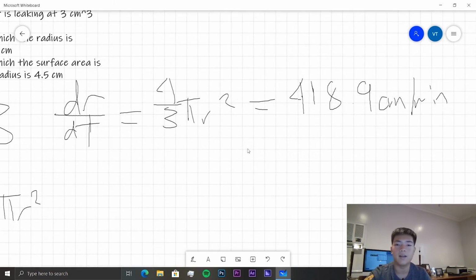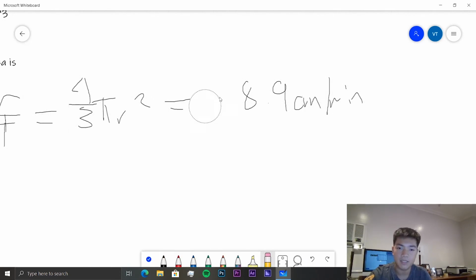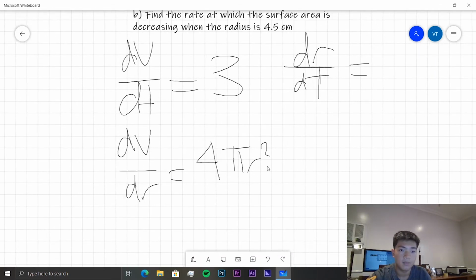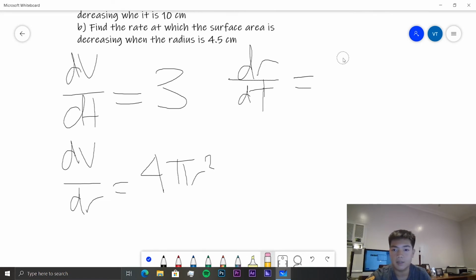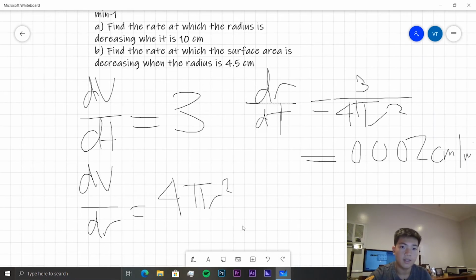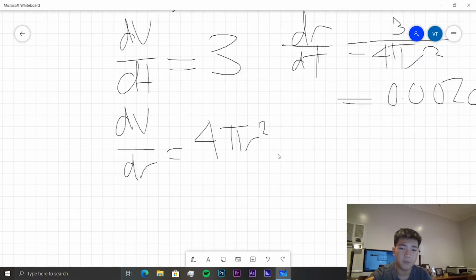Oh, sorry, no, I messed this up. That's way too much. It should be 3, because we have dr over dV, so this is actually 3 over 4 pi r squared. So we have 3 over 400 pi. So 3 over 400 pi is equal to 0.002 cm per minute.